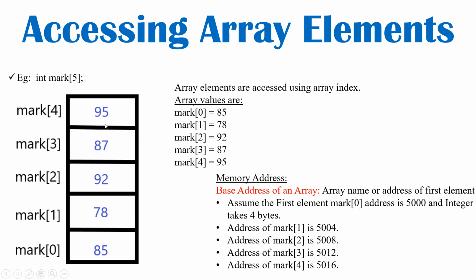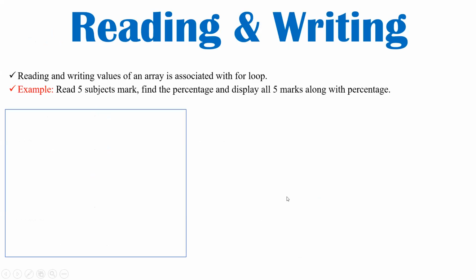The address of 95: the base address is 5000, so 5000 plus 4 will give the address of the element 95. Plus 4 means after 4 integer values, so it increments by 4 values. 4 plus 4 plus 4 plus 4 is 16. After that 16, we get the address of mark of 4, or 95. That is, the starting address of 95 is 5016. Okay. Next, how to read and write values of an array.